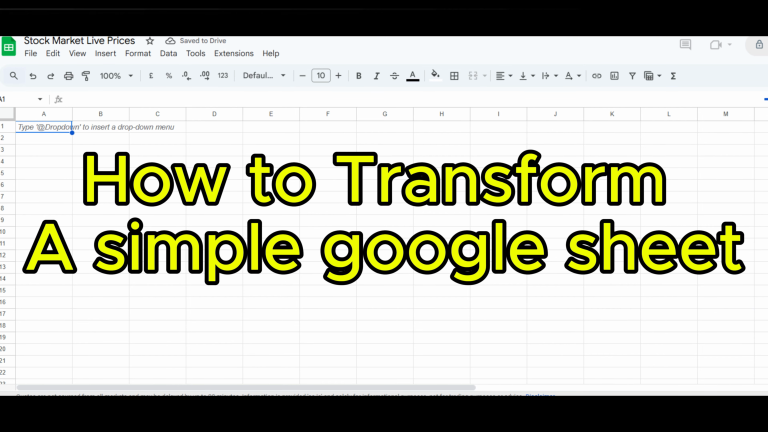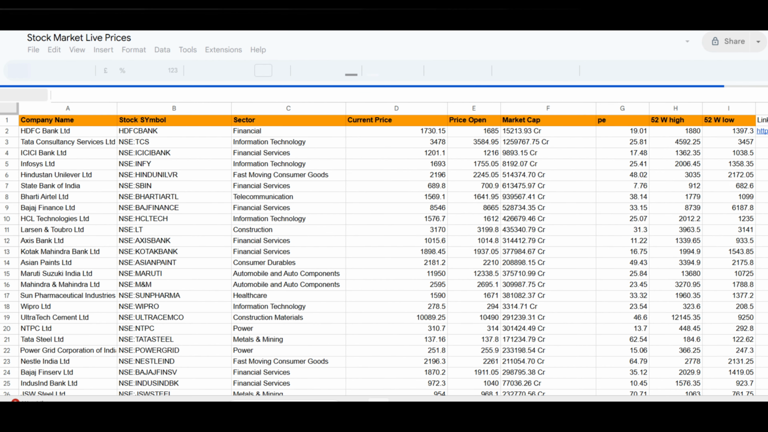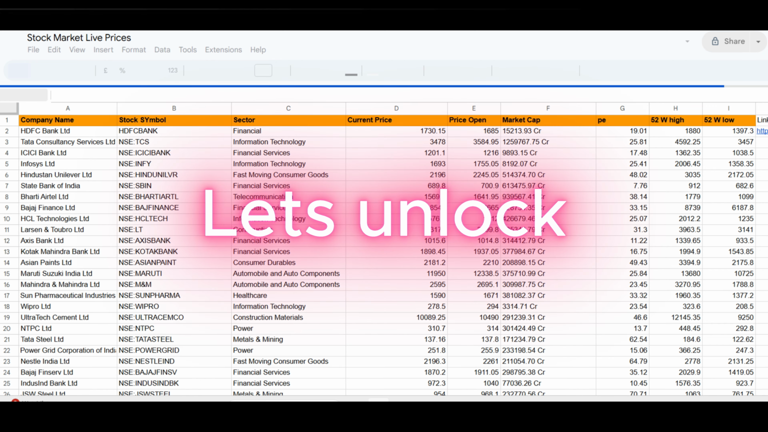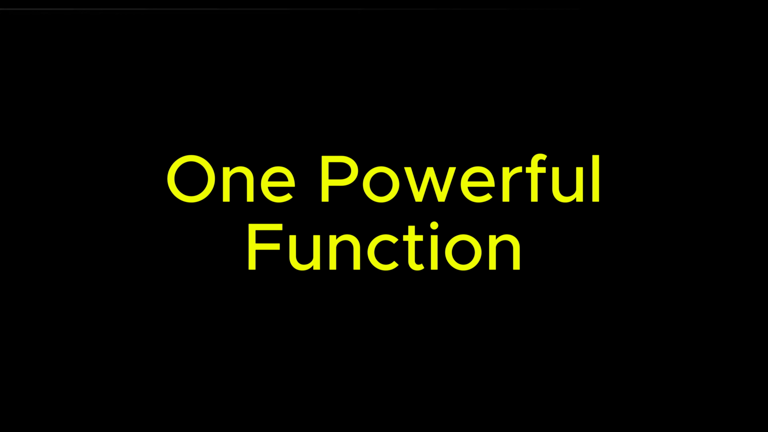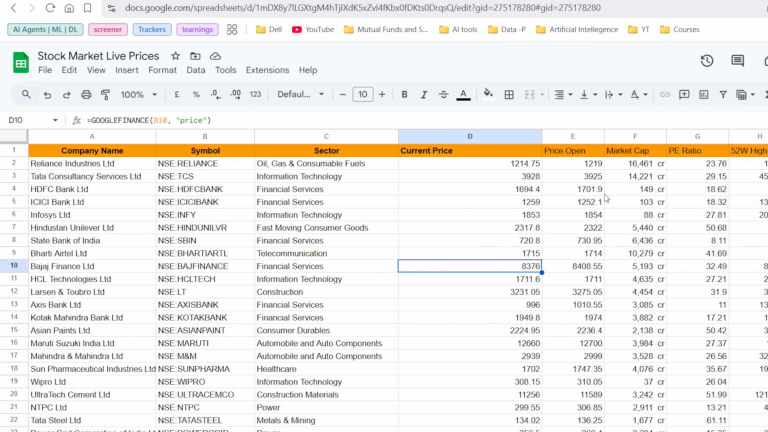How to transform a simple Google Sheet into a live stock market dashboard. Let's unlock real-time data with just one powerful function. In this step-by-step tutorial, I'll show you how to utilize the Google Finance function to pull live stock market data directly into your Google Sheets.